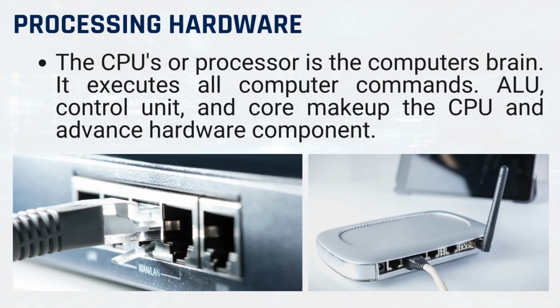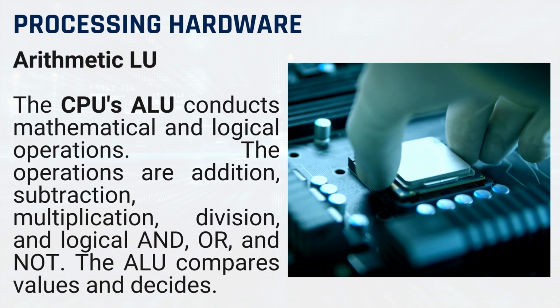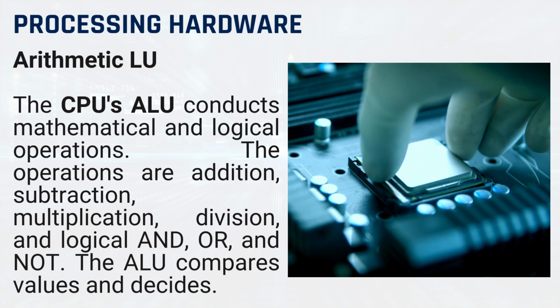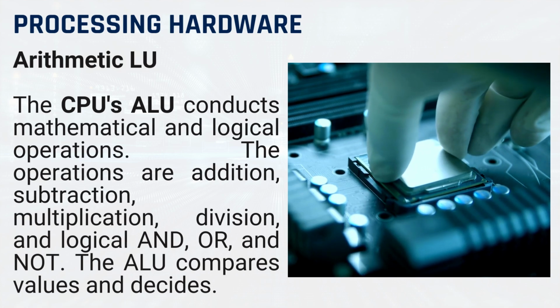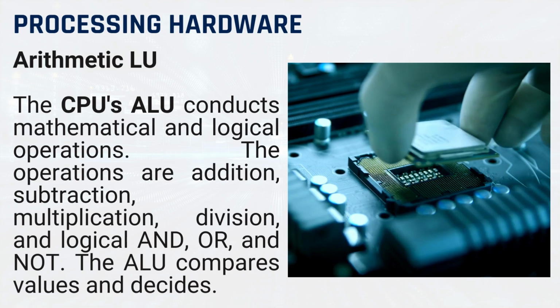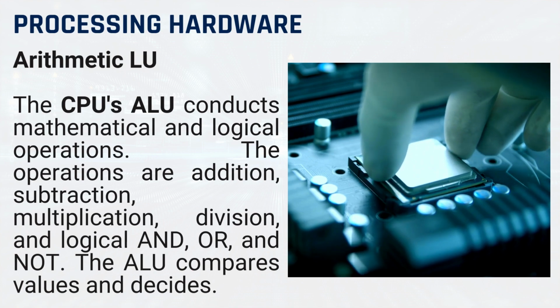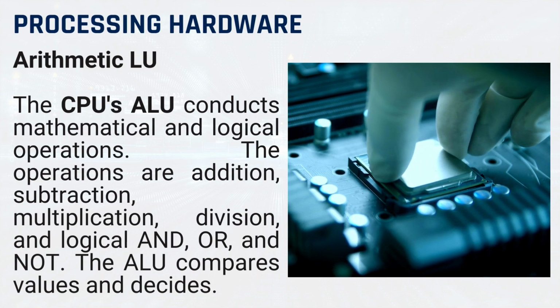The CPU, or processor, is the computer's brain. It executes all computer commands. ALU, control unit, and core make up the CPU, an advanced hardware component. Arithmetic logic unit, ALU. The CPU's ALU conducts mathematical and logical operations. The operations are addition, subtraction, multiplication, division, and logical AND, OR, and NOT. The ALU compares values and decides.